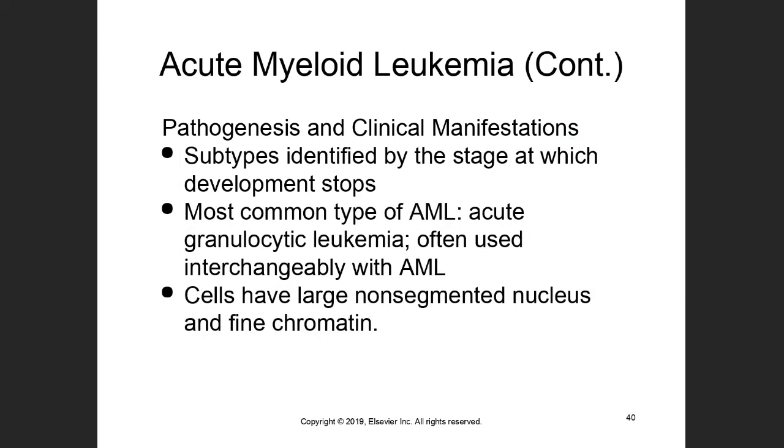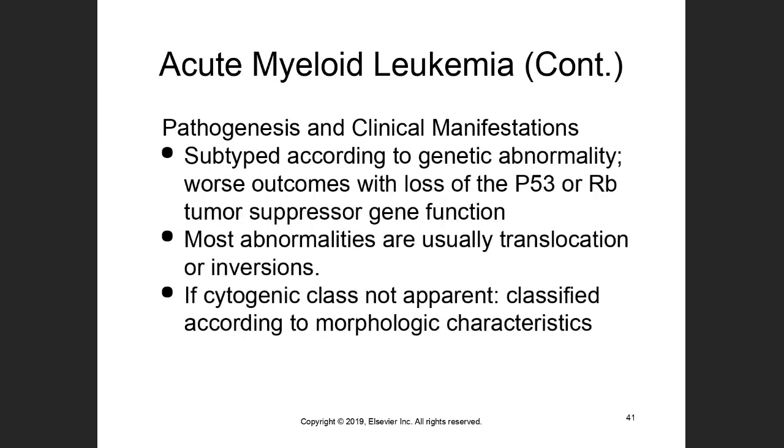Prognosis and clinical manifestations. We have subtypes identified by the stage at which development stops. Most common type of AML, acute granulocytic leukemia, and so on. That's not extremely important. Okay, pathogenesis and clinical manifestations. Always lost: remember the P53 and the RB gene, those are the checkpoints in the cell cycle. If you lose those genes, the outcome is gonna be worse.